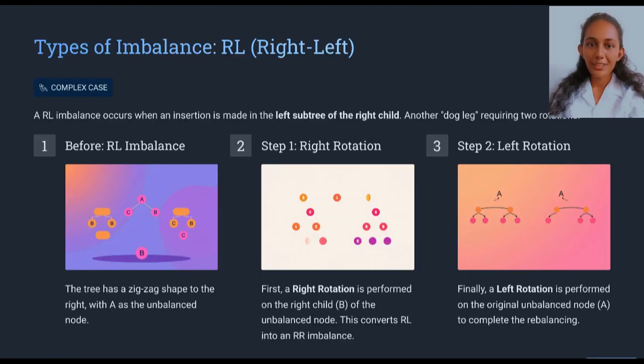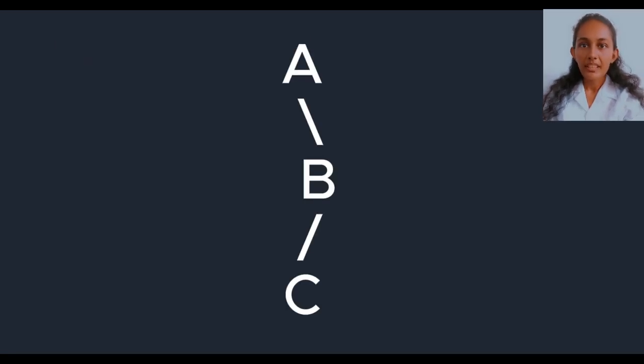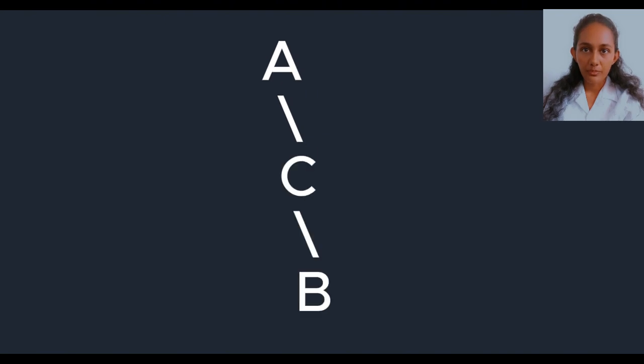Okay, finally to our last case, RL case. The new node C was inserted into the left subtree of A's right child, just like this. This is also a dog leg, but bending the opposite way. So what do we need to do?